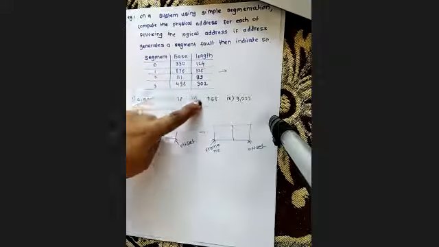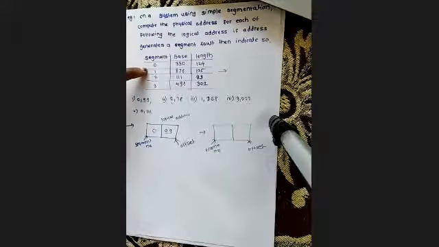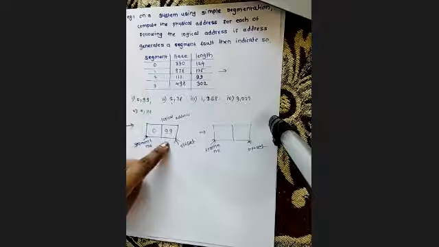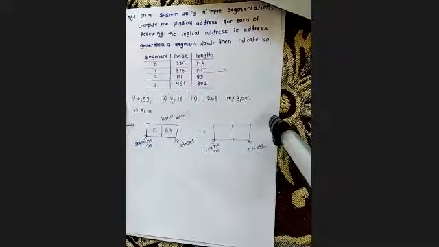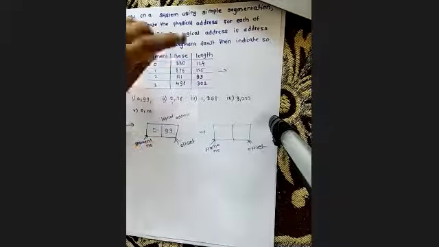Yes, this is the segment table which is already given. So we are going to check whether the zero segment is present or not. Yes, it is present. Now we have to check whether the offset is less than the limit or not.